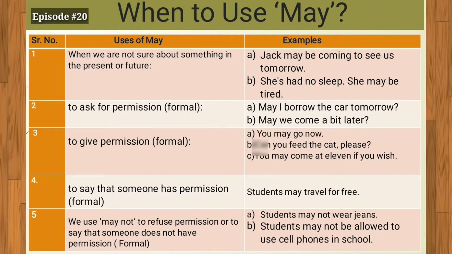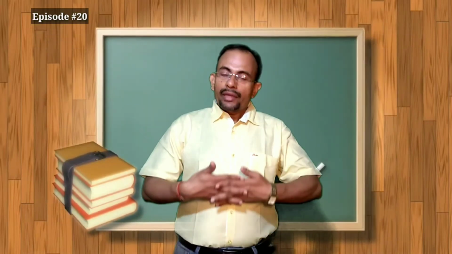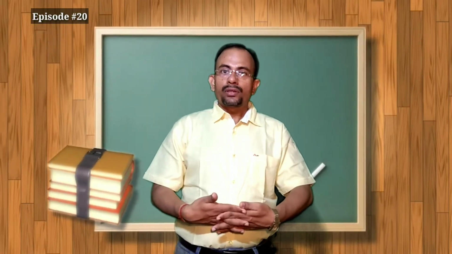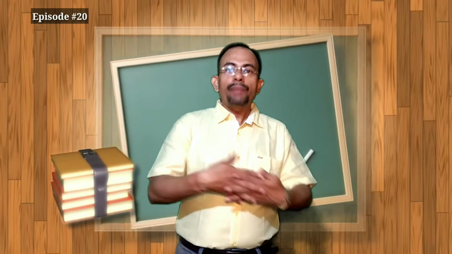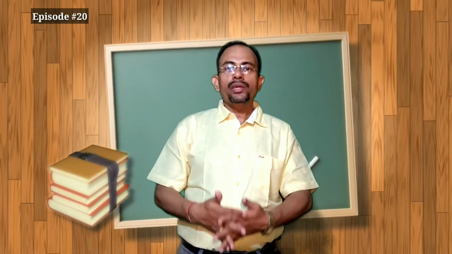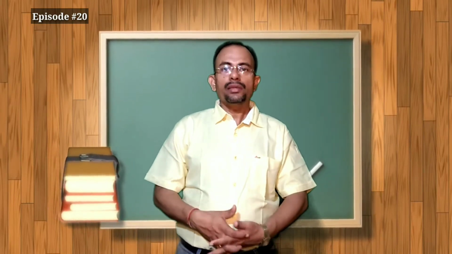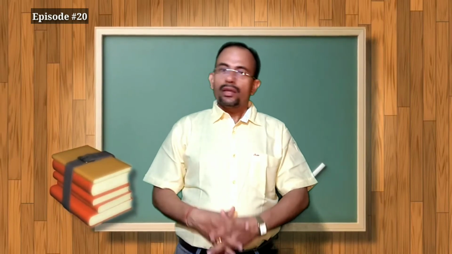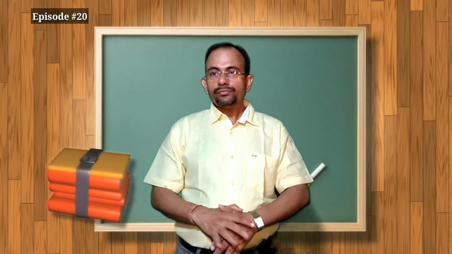The next use is we use may not to refuse permission or to say that someone does not have permission. For example, students may not wear jeans. The second example is students may not use cell phones in school. So to express the fact that somebody is not given permission at a particular place, we take recourse to the modal auxiliary may. Okay, now let's move on.